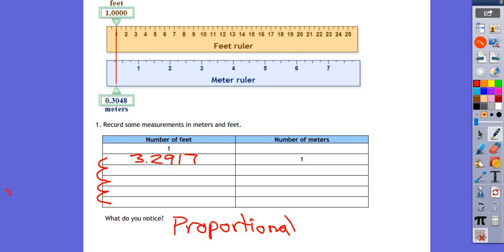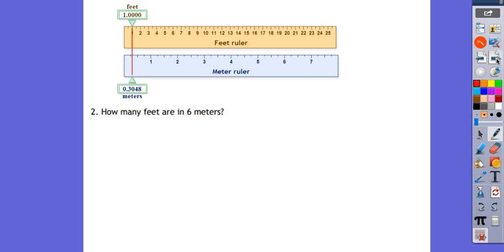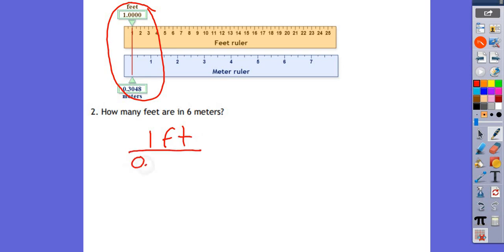Well, Chance asked a question a minute ago and he said, is there a way to figure this out for any amount? And we have an answer for that. Number 2 says, how many feet are in 6 meters? Well, I don't really know that right now, but I'm going to use what I do know. I know 1 foot represents how much meters? 0.3048. That's what I know.